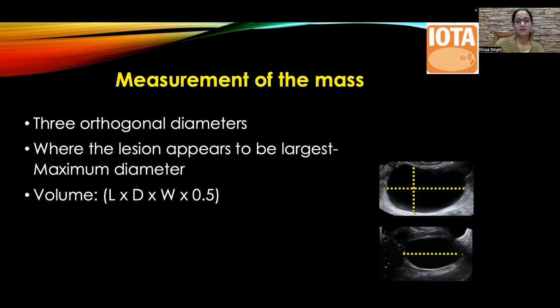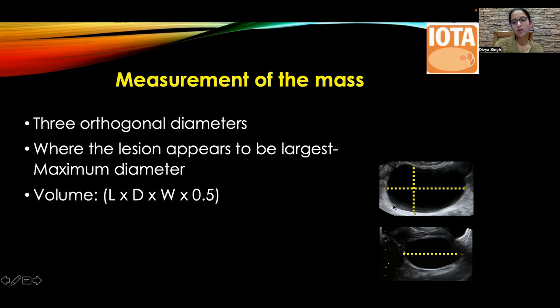Measurement of the mass. Now, when we measure any lesion, as we understand, we have to take 3 dimensions. The 3 dimensions have to be perpendicular to each other, and so they have to be taken in 2 orthogonal planes. So once you see an adnexal mass, try to see it in its longest dimension.